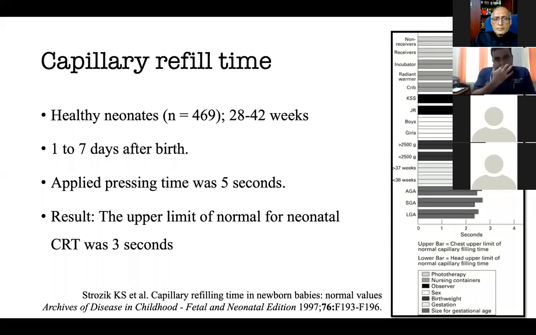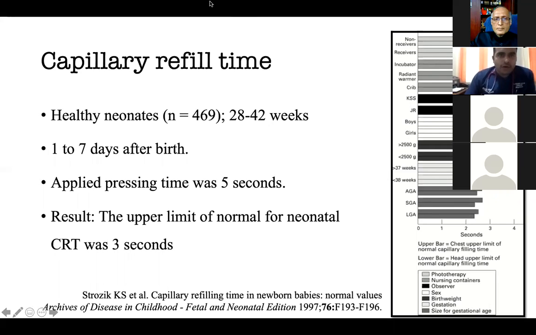Now, this is a study which was done in around 470 neonates between 28 to 42 weeks of age, basically in the first week of life. And what they found was the upper limit of normal CRT. So the common question which is asked is, what is the normal upper limit of CRT in neonates? What they found was that the upper limit of normal for neonatal CRT was 3 seconds.